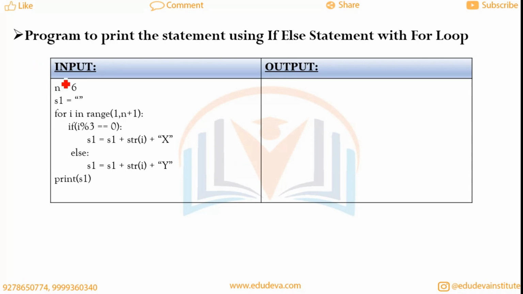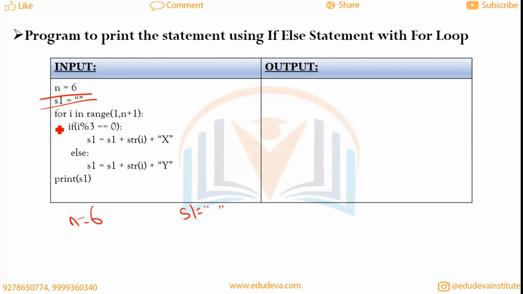In the first line, we have declared an integer n, and the value of the integer n is 6. In the second line, we have declared a string s1, that is an empty string. So what is the value of n? The value of n is 6. And what is the value of string s1? There is no value given under the string s1.